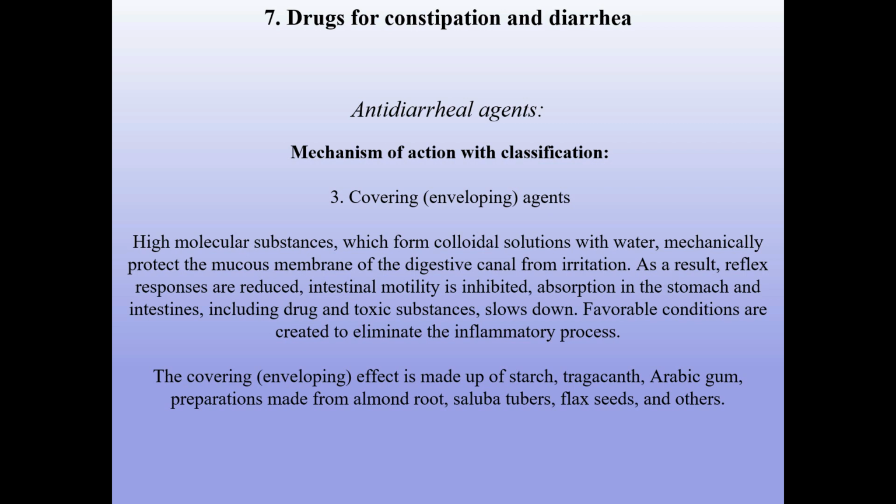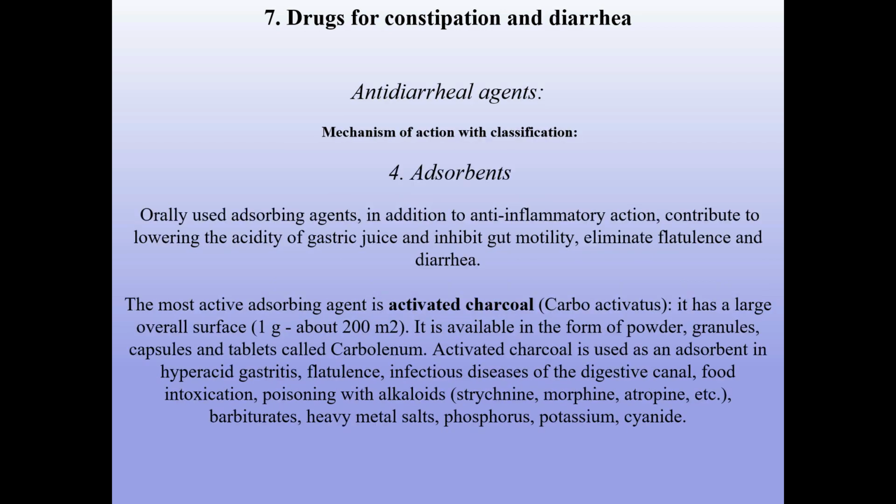flax seeds, and others. Fourth group, adsorbents. Orally used adsorbent agents, in addition to anti-inflammatory action, contribute to lowering the acidity of gastric juice and inhibit gut motility, eliminate flatulence and diarrhea. The most effective adsorbent agent is activated charcoal. It has a large overall surface. 1 gram is about 200 square meters. It is available in the form of powder, granules, capsules, and tablets called carbolanum.